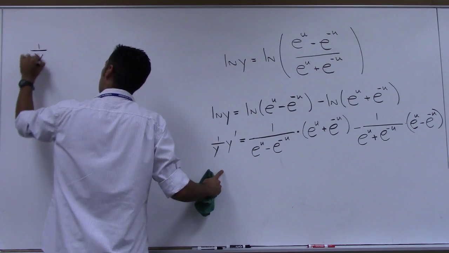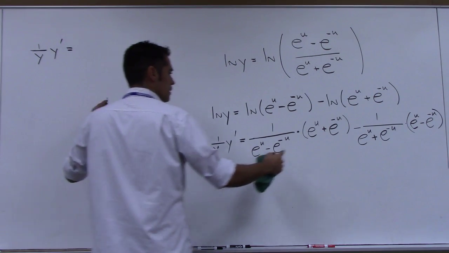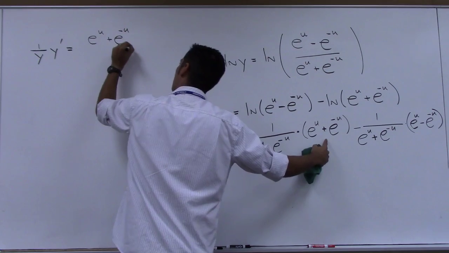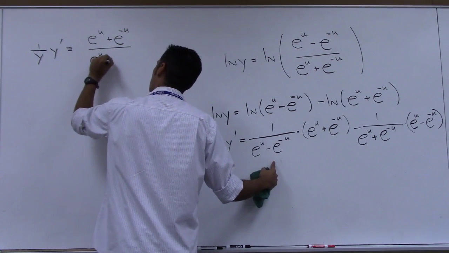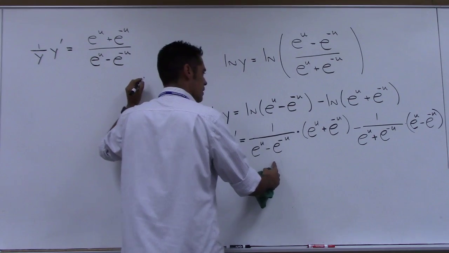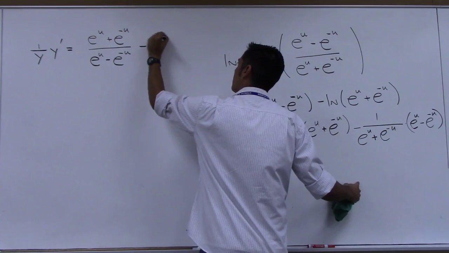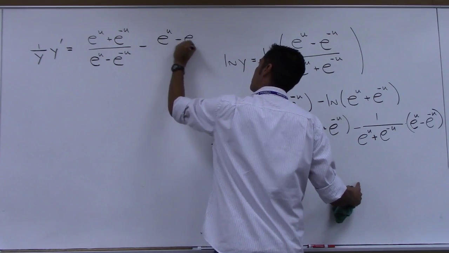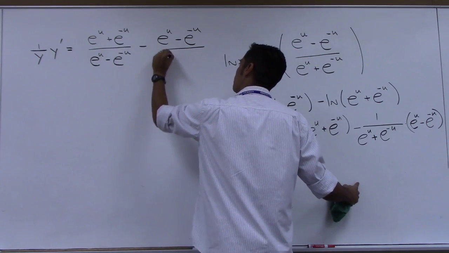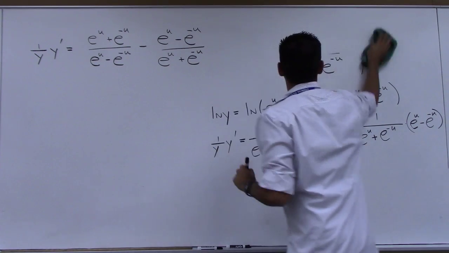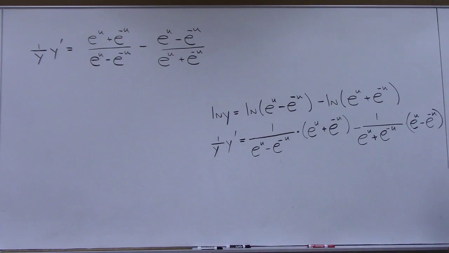I've got 1 over y prime equals (e^u plus e^(-u)) over (e^u minus e^(-u)). That's putting these two together in a fraction. And then this one minus the top: (e^u minus e^(-u)) over (e^u plus e^(-u)). Is that all right? What the heck do you want to do with that? I'm sure that's not the answer in the back of the book.